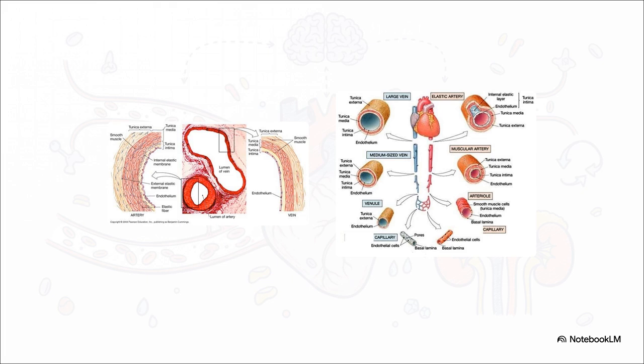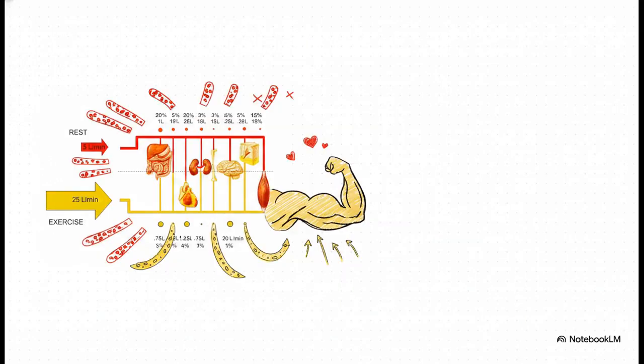So how exactly does your body physically change that radius? If you take a close look at the structure of an artery, you'll find a thick layer called the tunica media, and this layer is just packed with smooth muscle cells. This is the biological hardware that gives our blood vessels the physical ability to constrict, which we call vasoconstriction, and to dilate, or vasodilation. And here's why changing that vessel radius is so incredibly vital.